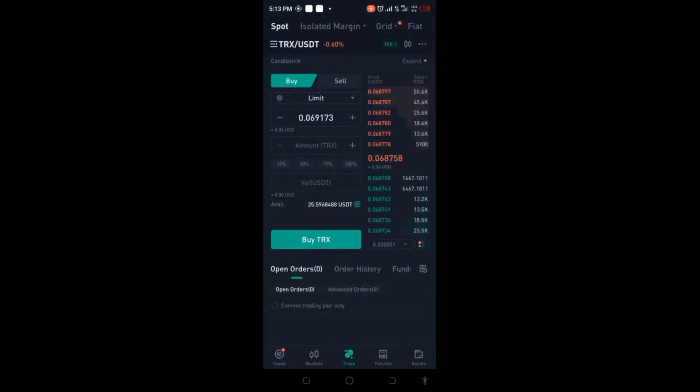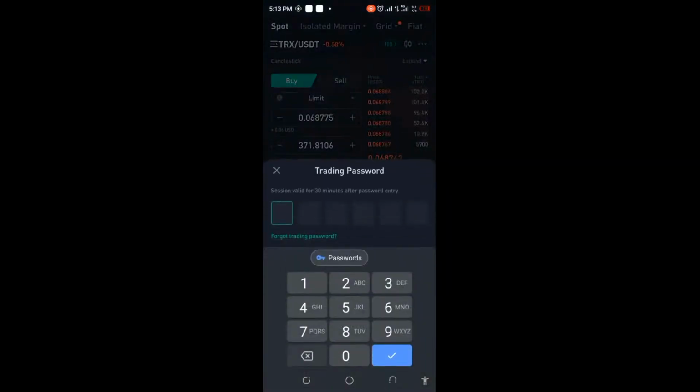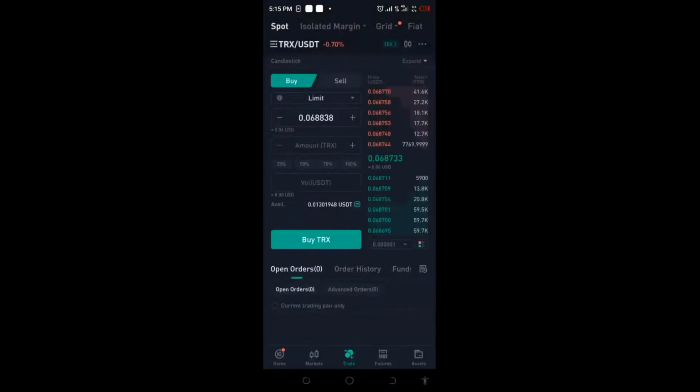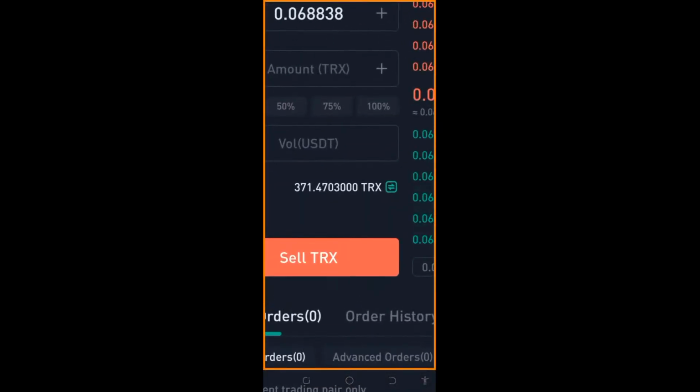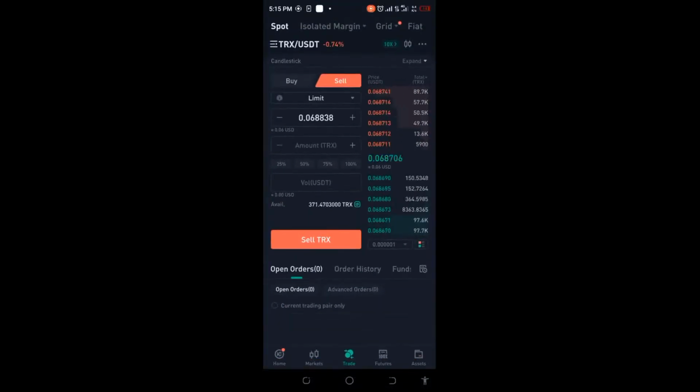And I'm hoping, oh, beautiful. So at least while I was waiting, the price of TRX went down, which is good. So now let's go ahead and quickly buy this. I'm going to put in my verifications and I'll be back. Okay, right now we've sold that. If you can see, we have 371.470. Let's hope that we'll be able to get all of that over to Binance.